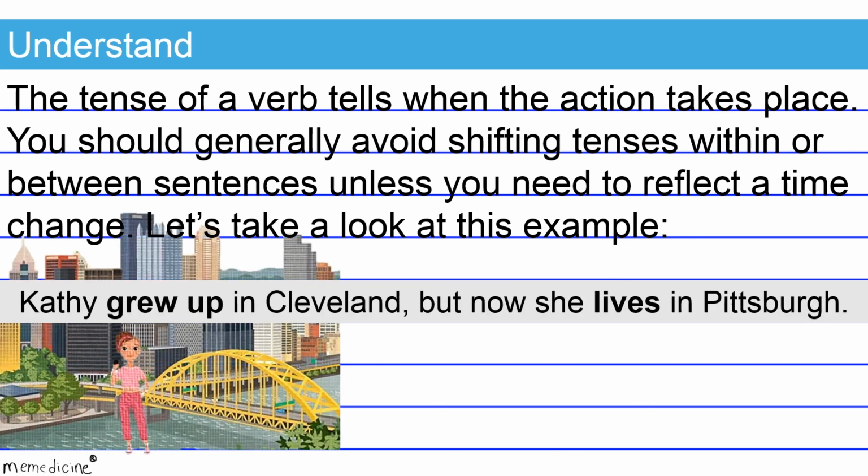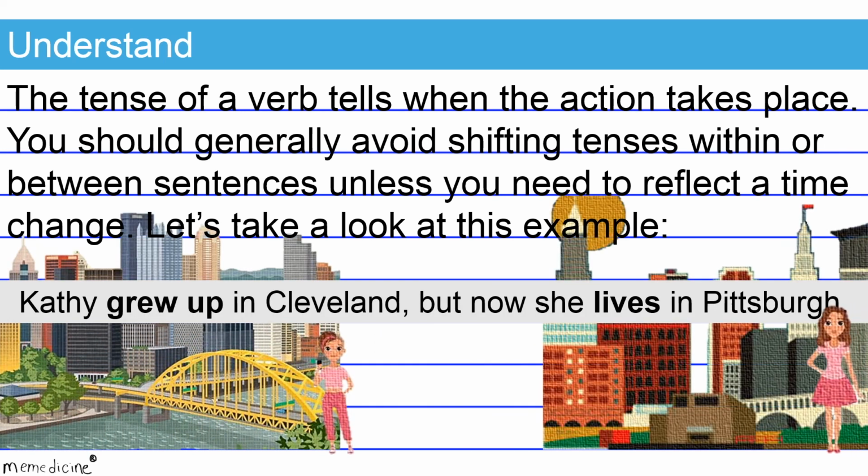Kathy grew up in Cleveland, but now she lives in Pittsburgh. The sentence shifts to the present tense to reflect a time change. This is appropriate in this instance. We shift from Kathy's younger years, as indicated by the verb phrase grew up, and then to her present adult self with the verb lives. As I previously stated, this shift in tense is appropriate.